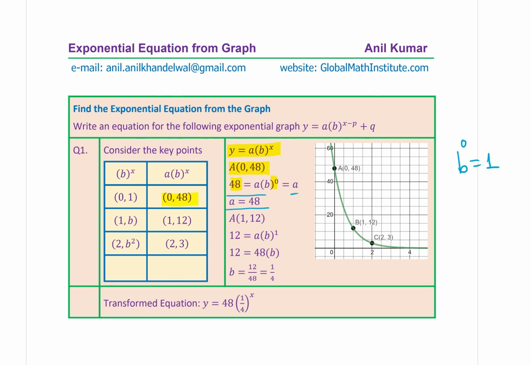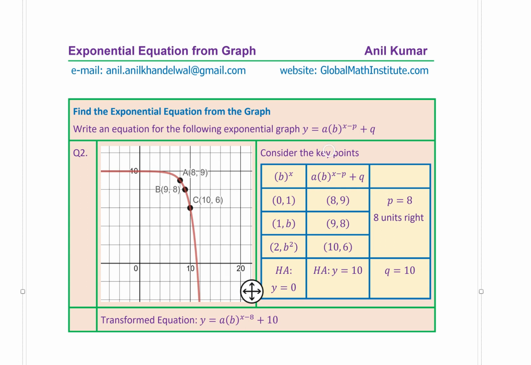Now, substituting a as 48, we can use the second point, which is (1, 12), and find the value of b. 1 is the x value, so we substitute it as an exponent. 12 is the y value. So 12 equals a b. b is clearly equal to 12 divided by a, and since a is 48, we get b as 1 over 4, and therefore the equation will be y equals 48 times 1 over 4 to the power of x. You see how simple it is? That is how you should be doing it. Now let's see the next example.